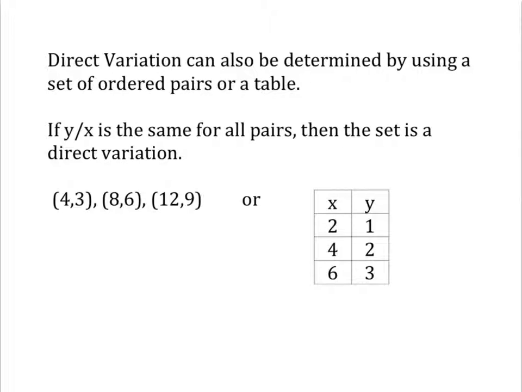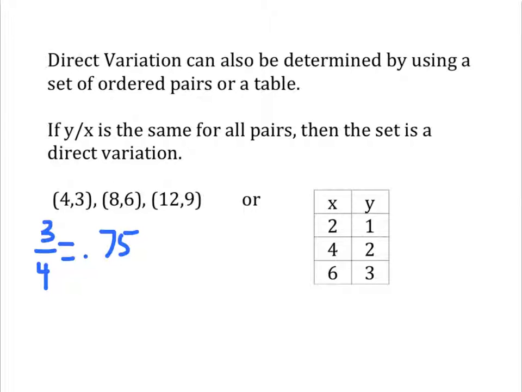Direct variation can also be determined by using a set of ordered pairs or a table. If y divided by x is the same value for all of the pairs, then the set is a direct variation. So as an example, we're going to take (4, 3). We have to find out what that equals. Well, 3 divided by 4 equals 0.75.